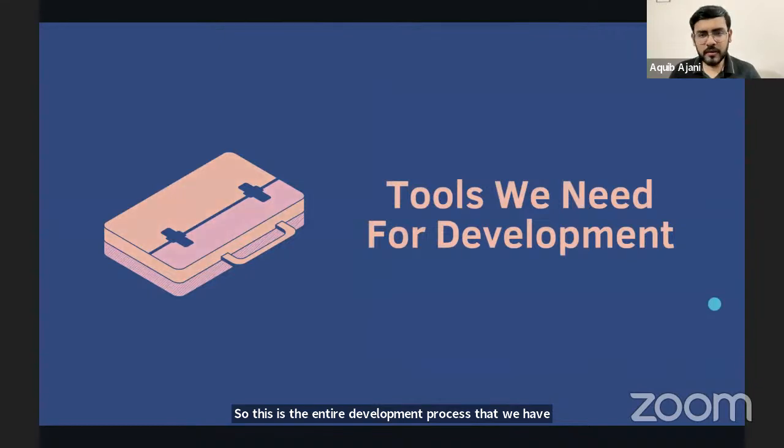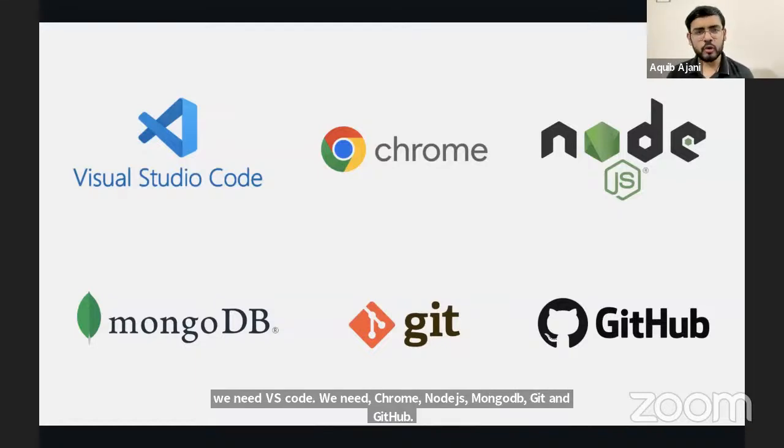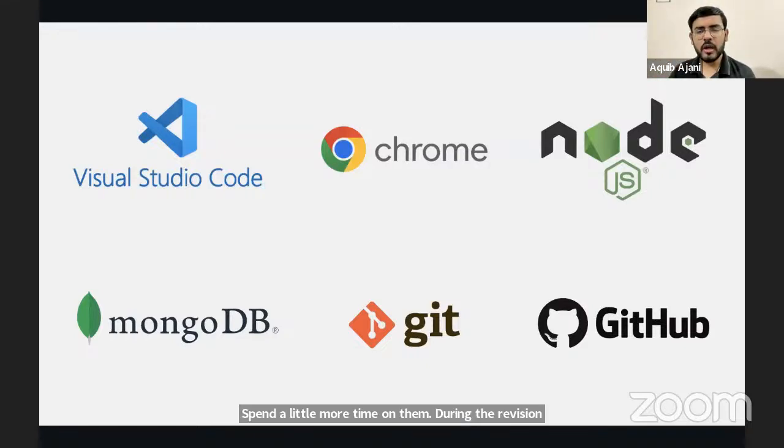Okay, then we have also looked at all the tools that we need. So we need VS Code, we need Chrome, Node.js, MongoDB, Git and GitHub. We have explored the first four tools very well. Git and GitHub, we will spend a little more time on during the revision sessions. When we start implementing code in the revision sessions, I will tell you how to implement a Git repository, how to commit changes, how to share it with people. I will do all of that in the next couple of sessions as well.